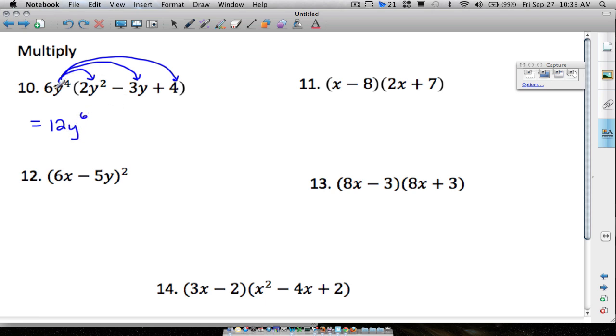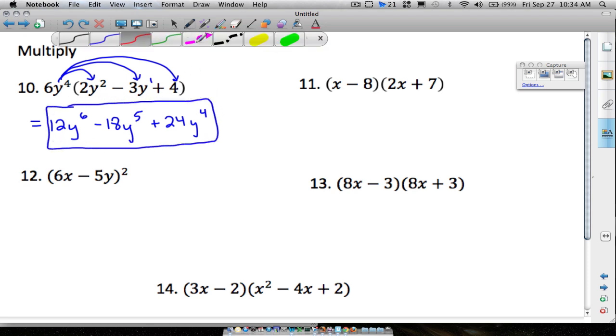And let's continue this. 6 times negative 3, that's minus 18. Adding the exponents, y to the 4th and y to the 1st is going to be y to the 5th. And then multiplying 6 times 4, we get 24 y to the 4th power. There's no more y's, so we just leave the y to the 4th over there with the 24. And that's it for that one.